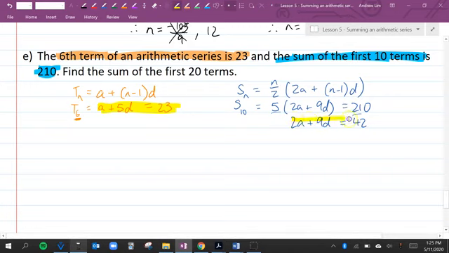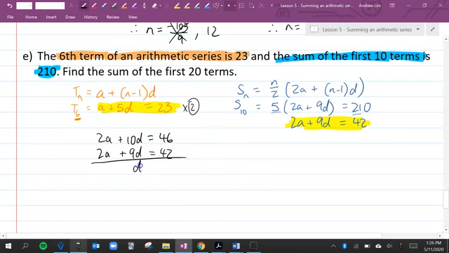And now I can use these two equations and solve them simultaneously. However, none of the variables a or d have a common coefficient. So I might multiply this one by 2, so that I'll get 2a, and then I can eliminate a. So if I multiply that by 2, I'll get 2a plus 10d is equal to 46. I'm just going to write the other one underneath that, 2a plus 9d is equal to 42. So we can see that we've got a common difference of 4.